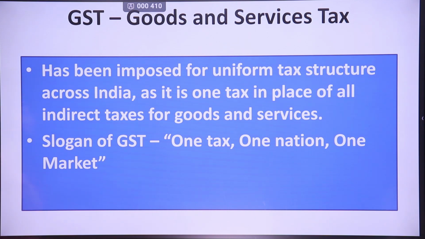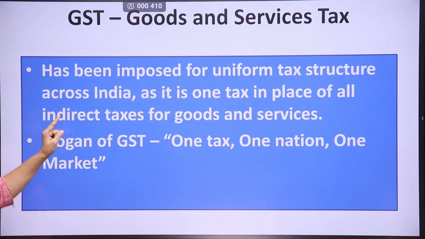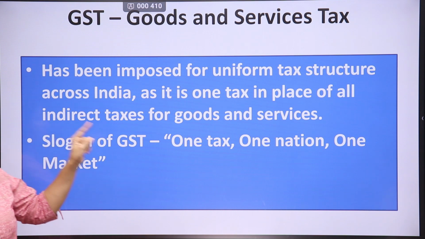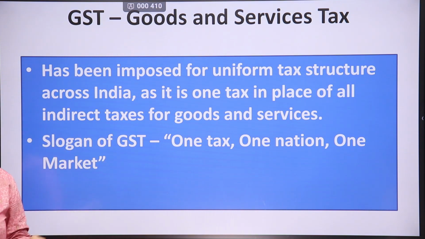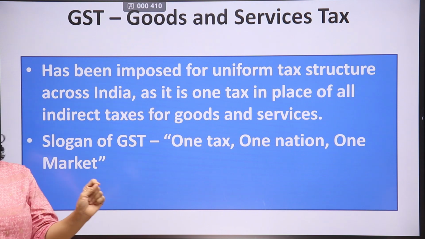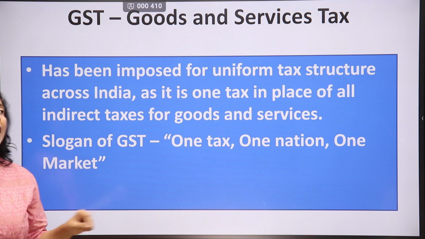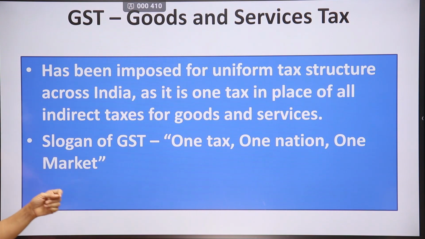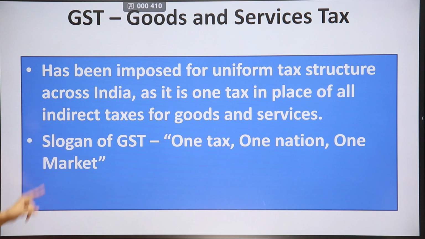Then GST, Goods and Services Tax, has been imposed for a uniform tax structure across India, as it is one tax in place of all indirect taxes for goods and services. Now you have to pay only one indirect tax. Previously there were so many types of indirect taxes imposed on goods and services in India, and people usually got confused and were not complying with payment of taxes. The slogan of GST: one tax, one nation, one market.